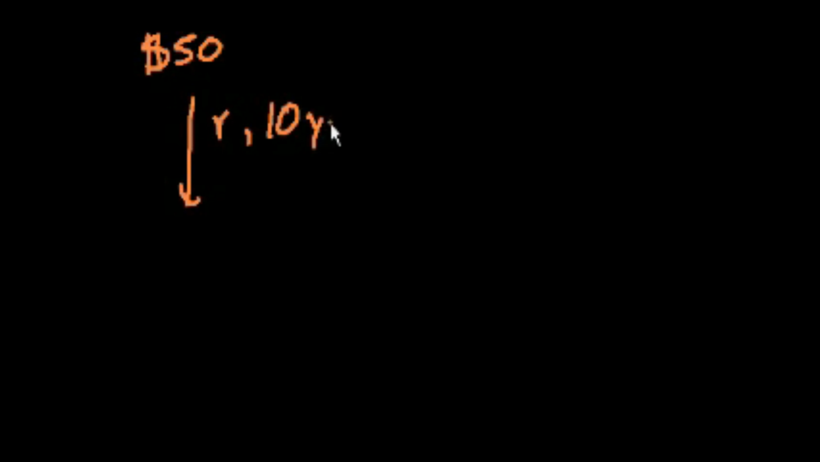Let's say that I borrow $50, and let's say it's continuously compounded at some rate, R, for 10 years. At the end of 10 years, I owe $500. What was the rate at which it was compounded?